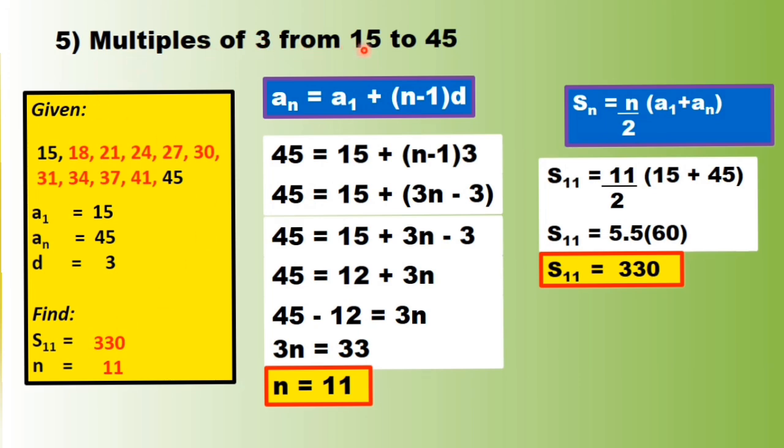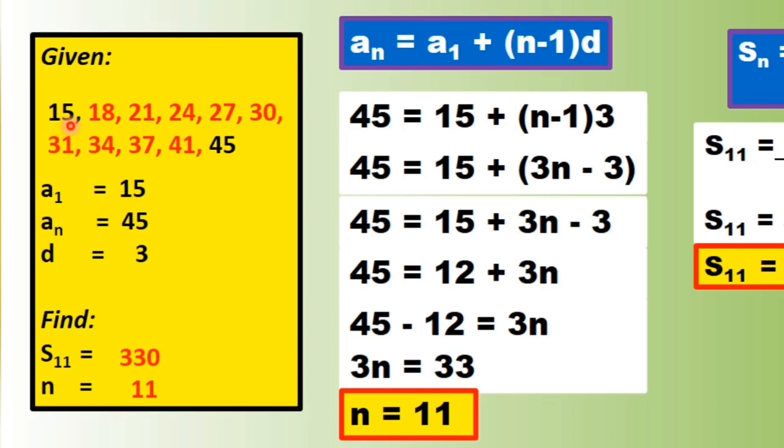Multiples of 3 from 15 to 45. So, pag multiples of 3, yan yung nag-a-add ka ng 3. 3 plus 3, 9 plus 3, 12 plus 3, 15. Pero dito, from 15 to 45. So, ang starting mo ay 15. Ito yung a sub 1. So, 15 plus 3, 18 plus 3, 21, hanggang 45. So, given ang a sub 1 mo, which is 15, at ang last term mo ay 45. Common difference, 18 minus 15 is 3.